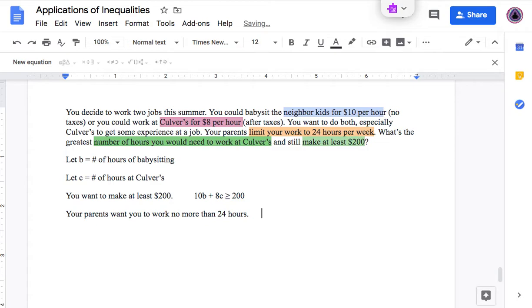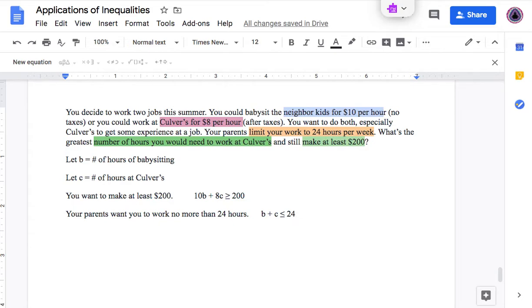Now, when I come down here, your parents want you to work no more than 24 hours. They're telling you that the hours you spend babysitting plus the hours you spend at Culver's has to be less than or equal to 24. We'll assume that you could squeak by with exactly 24 because it does say no more than. So here we have two inequalities. If we're going to find the answer to this question, we're going to have to graph both of these inequalities on the same set of axes.